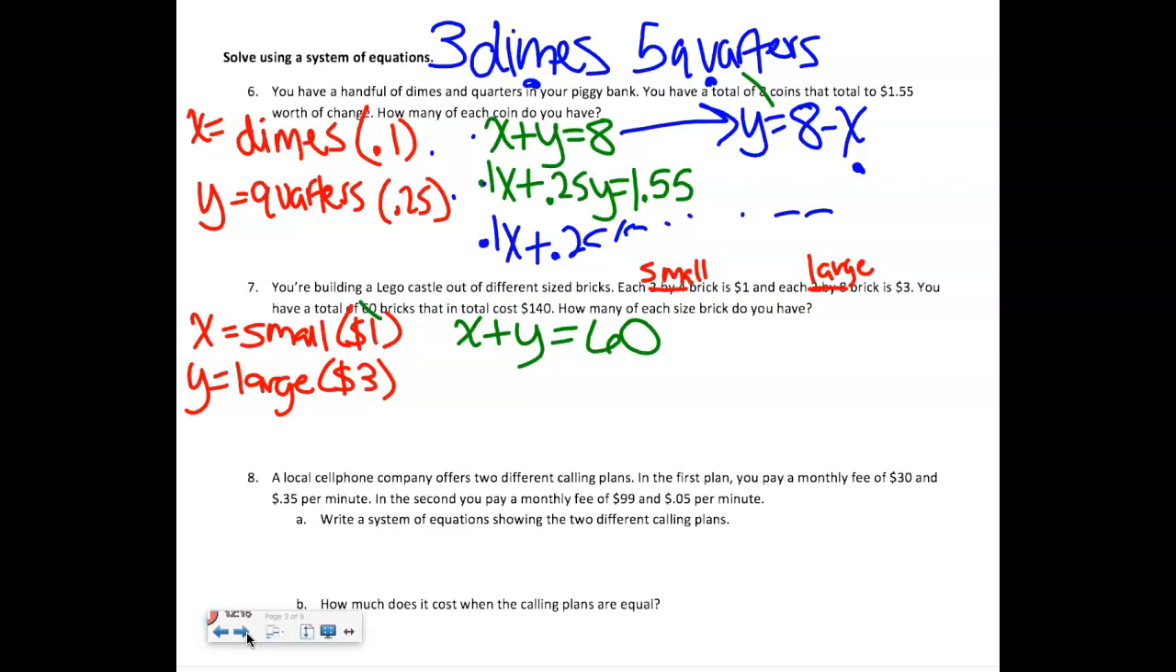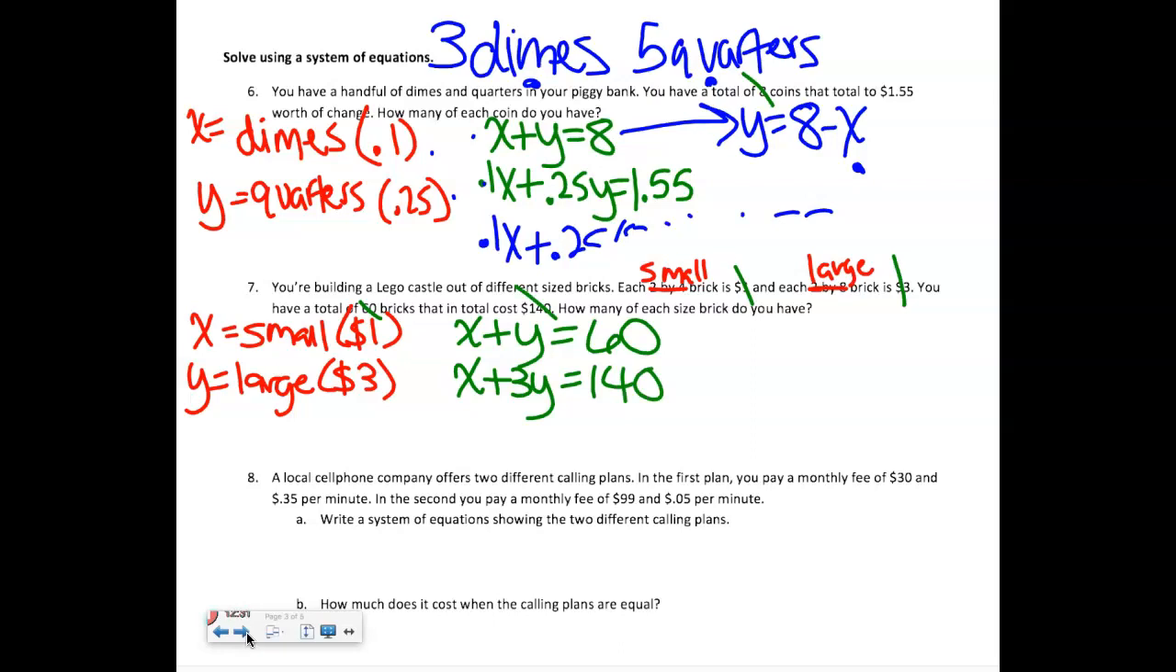So I'm going to say 1x or just x. So we used our 1. Our y's are worth $3. So we used our 3. And all together they cost us $140. Okay, so we use each of our numbers once.